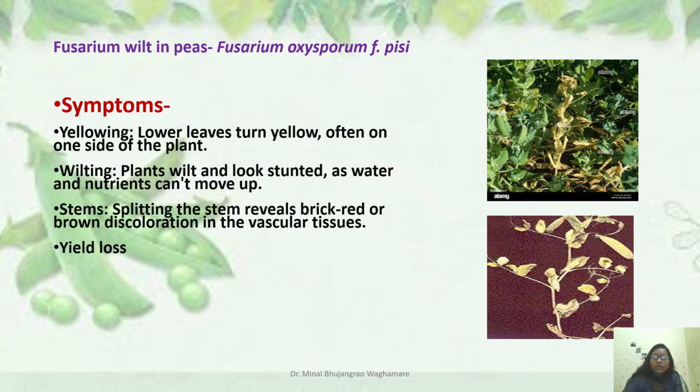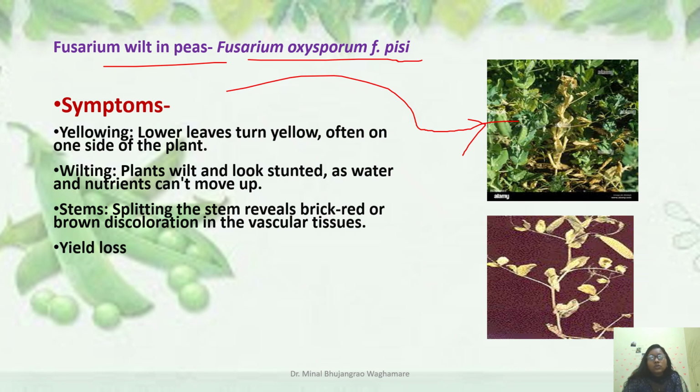Coming to the last disease of pea, that is Fusarium wilt in pea, causal organism Fusarium oxysporum f. sp. pisi. In wilting, the pathogen mainly attacks the vascular tissue of the plant. It damages the xylem and phloem of the plant. Xylem is responsible for the transportation of water, and phloem is responsible for the transportation of food material. If the plant's vascular tissue is damaged, all the nutritious supply to the plant is stopped, and the water supply to the plant is stopped.